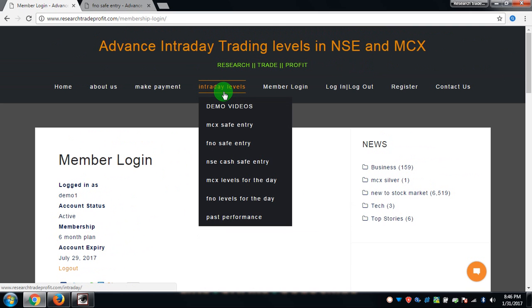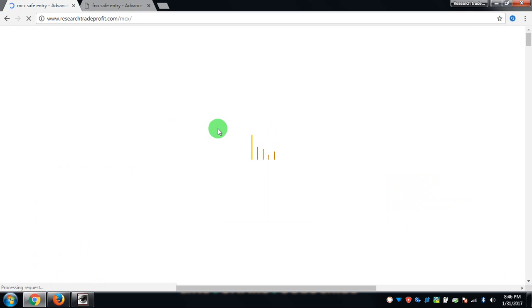Here, for seeing intraday levels in MCX, this is the option. You just move your mouse near intraday levels. It shows MCX safe entry, F&O safe entry, and NSE cash safe entry. So these are the three main pages in our website. If you want to see MCX safe entry for the intraday, you can click over here, MCX safe entry. So this is the page.